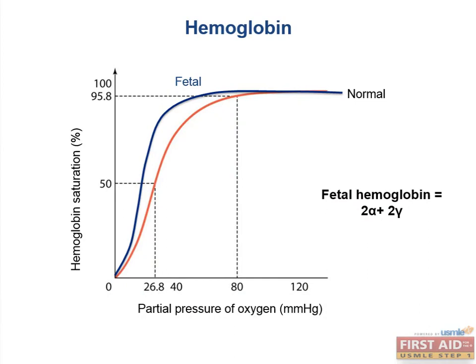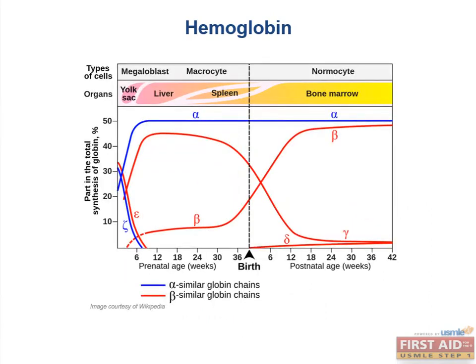This makes sense, right? Because the fetal blood has to acquire oxygen from maternal blood, so it has to bind with greater affinity. One last point is that fetal hemoglobin pretty much dominates from week 10 until birth, when it rapidly tapers off over the first 6 months of life.